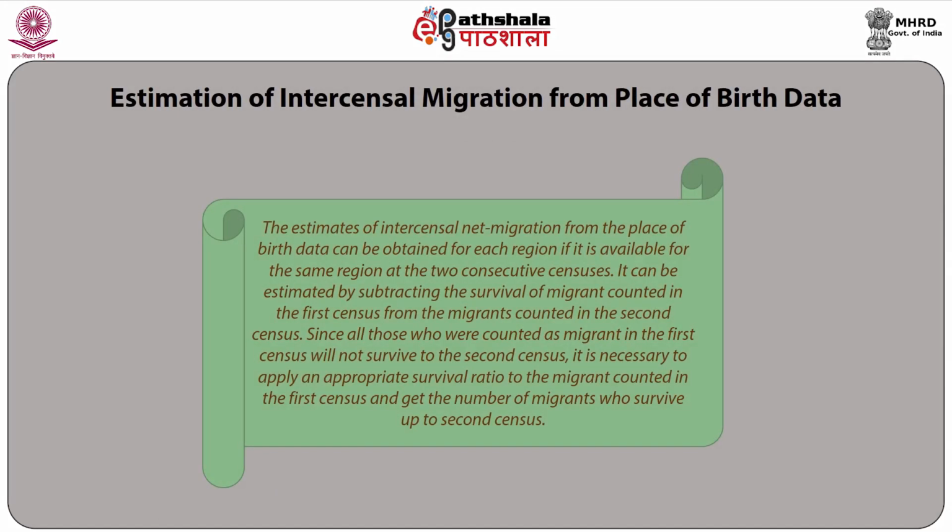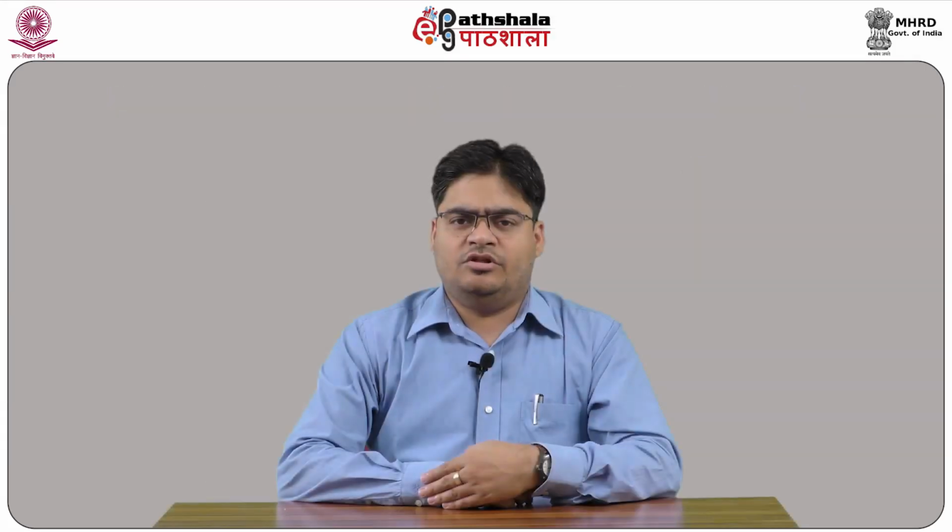Estimation of intercensal migration from place of birth data can be obtained for each region if it is available for the same region at the two consecutive censuses. It can be estimated by subtracting the survival of migrant count in the first census from the migrants counted in the second census. Since all those who were counted as migrants in the first census will not survive to the second census, it is necessary to apply an appropriate survival ratio to the migrants counted in the first census and get the number of migrants who survive up to the second census.